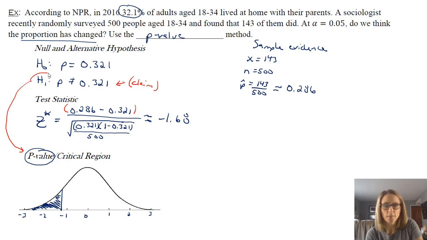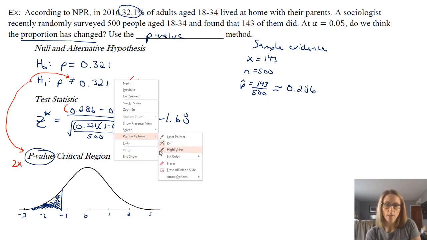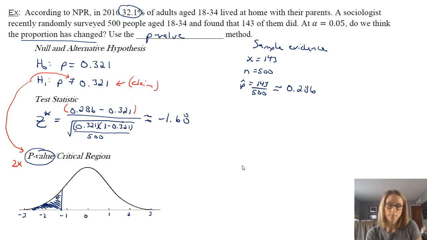And actually, I'll be more specific here. Let me put the not equal to. So when we have a situation that's not equal to, and we're doing this method here using the tables specifically, when we do not equal, that's a two-tailed test. And so that means that our p-value is actually going to be all the area in two tails.